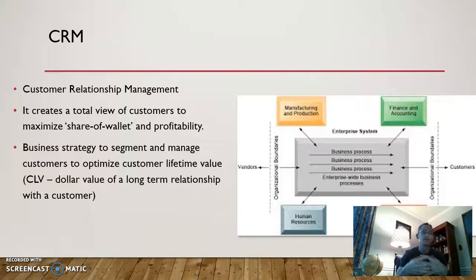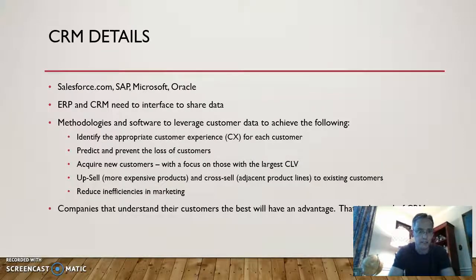If you buy iPhones, they want you to keep buying iPhones. If you use a lawn service, they want you to keep using that lawn service. Those are the things that if they can keep you engaged with them, it's a lot less cost because they're not having to spend money finding new customers and convincing new customers they've got a good product. You know what kind of product they have. So if they can keep you engaged, that's what the CRM system does. There's a lot of them out there. Salesforce.com, SAP, Microsoft, and Oracle have some.